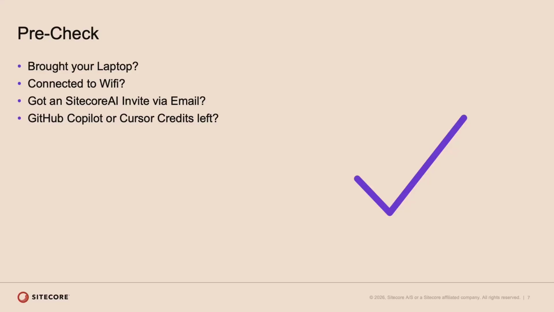And you should hopefully have a GitHub Copilot or Cursor or another LLM you can access, because all of the guides we're going to be going through use LLM-based development to be able to build out the module.